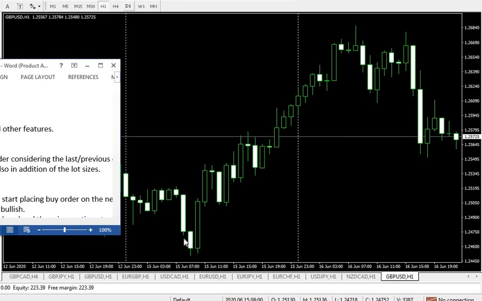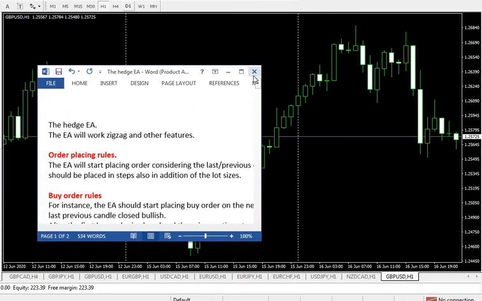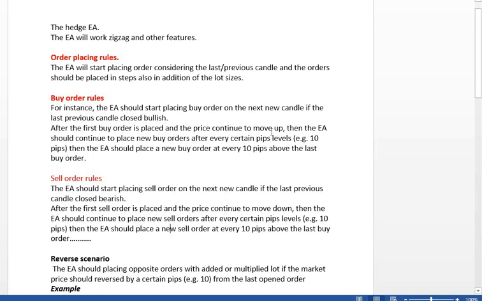Now let me also explain something. Let me bring this back again. I've just explained that the EA should start placing a buy order on the next new candle if the last previous candle closed bullish. After the first buy order is placed and the price continues to move up, the EA should continue to place new orders after every certain number of pips. For example, 10 pips, then the EA should place a new buy order at every 10 pips.